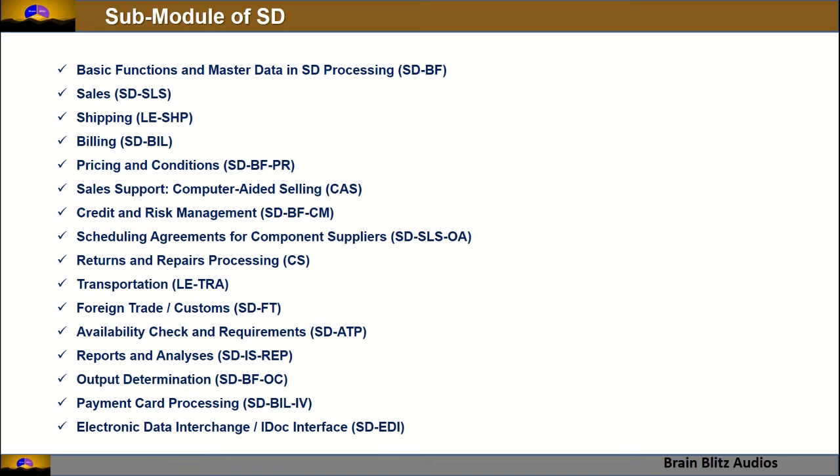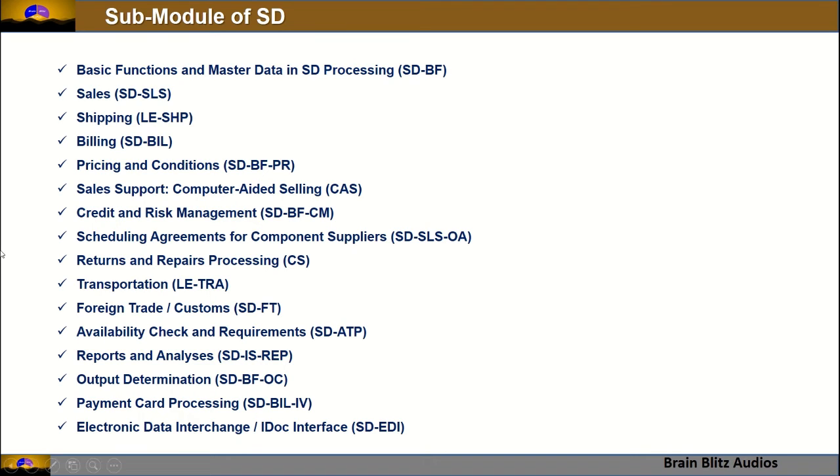All those things are part of the shipping submodule. Then we have the billing submodule. In billing, we have to create the invoice, debit memo, or credit memo. All those things fall under billing. Sometimes you may also have a down payment scenario, or project billing. So there are different scenarios available in billing as well.